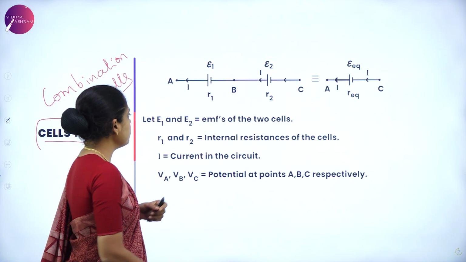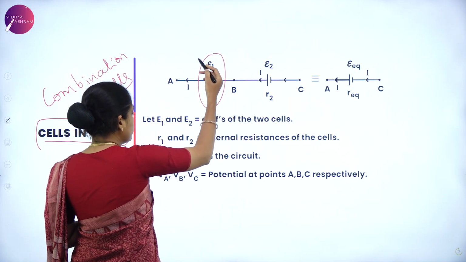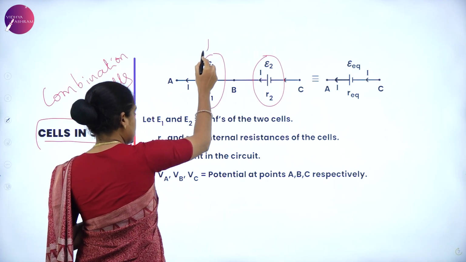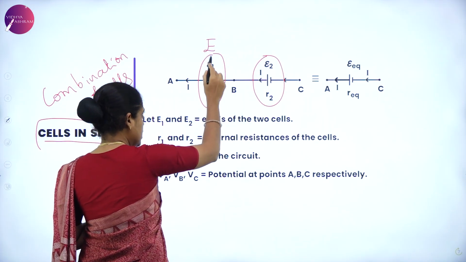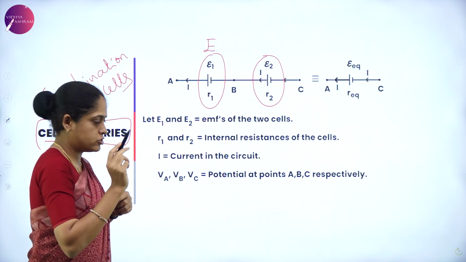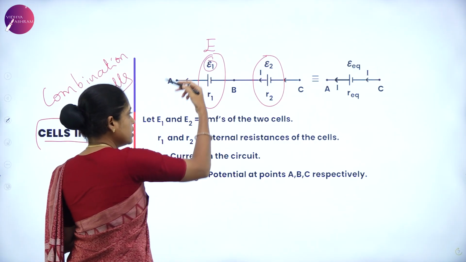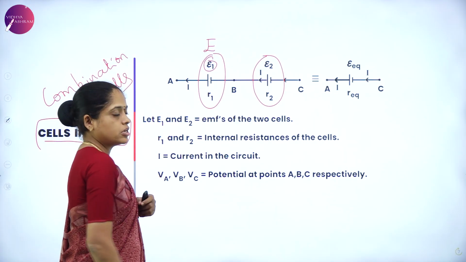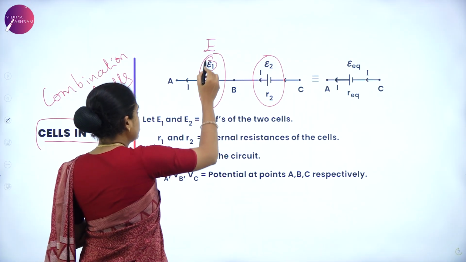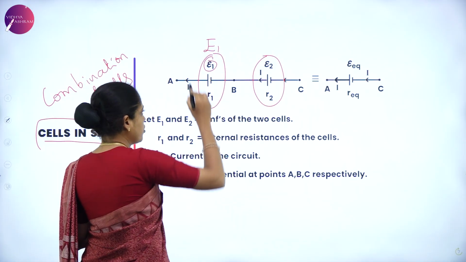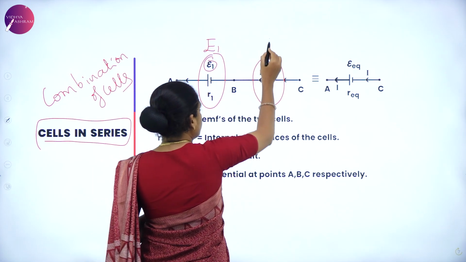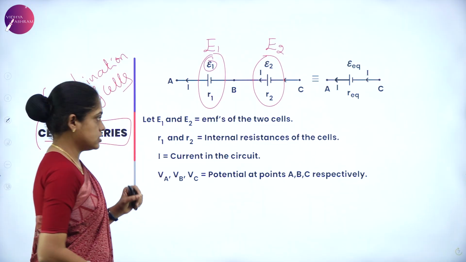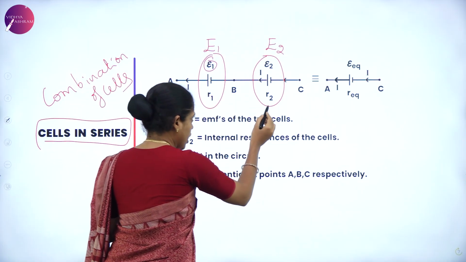Look at the diagram. We have two cells, the first cell and the second cell, whose EMF can be represented by the letter E or the symbol epsilon. So this is the symbol of the EMF of a cell, or you can also represent it by E. For the first cell, we consider the EMF as E1 and for the second cell as E2, which have internal resistance R1 and R2.